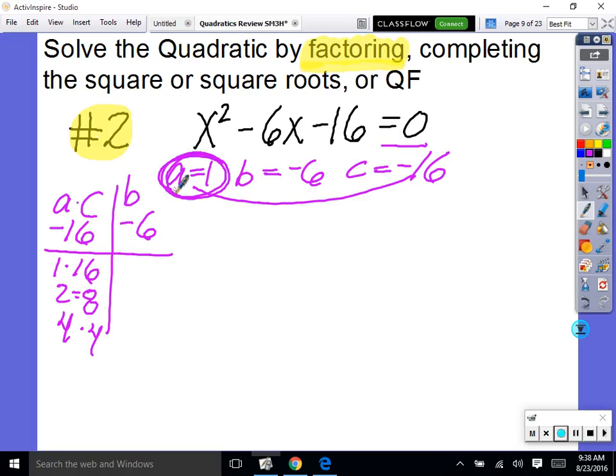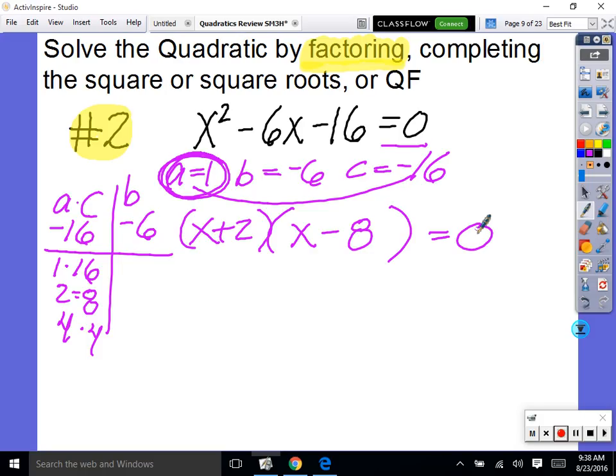My a value is 1, so we can see that this is going to factor to be x plus 2 times x minus 8, and it's still equal to 0. Now look, guys, if I redistribute and combine my terms, I end up back here, right? Isn't this where I'm going to end back up at? Okay, anyways, now our zero product property rule allows us to split those apart.